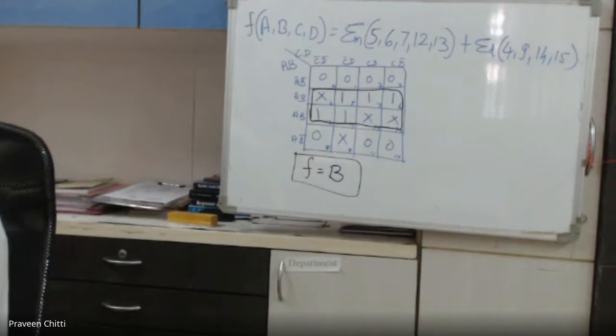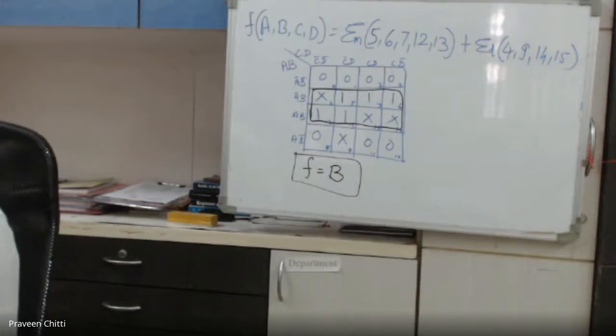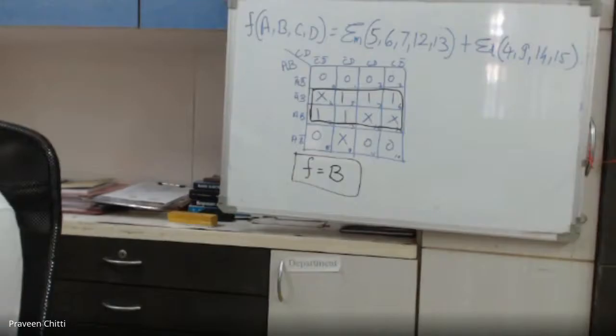I hope all of you have taken down the problem correctly. Have you taken down the problem? Arzu, can you read the problem? Yes, sir. F is equal to summation m into bracket 1, comma 3, comma 5, comma 7, 8, 10, 12, 13, 14, bracket complete, plus summation d into bracket 4, comma 6, comma 15. Yes, very good. I hope all of you have taken down the same problem.